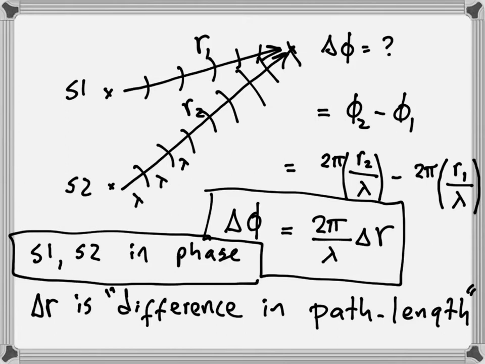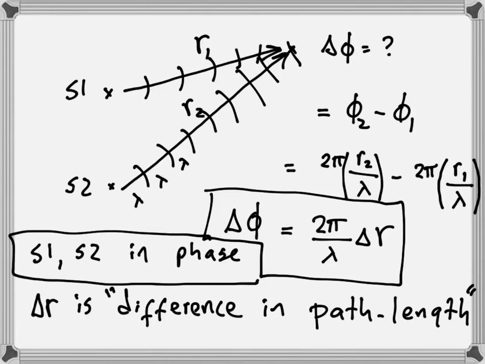So when that is the case, it doesn't matter if the initial phase is pi over 2 or some different number, as long as the sources S1 and S2 are in phase, meaning they're doing exactly the same thing at all times, then what we wrote is correct. The difference in phase between the two waves, when they arrive at a common point, would be 2 pi over lambda times delta r. This number delta r is called the difference in path length.